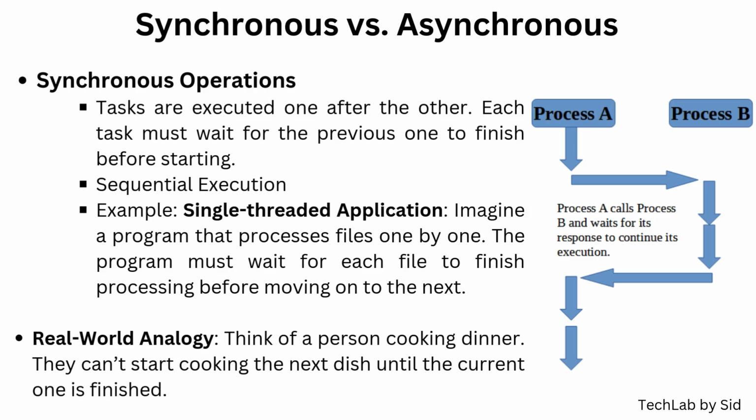Let's see the synchronous and asynchronous operation. In synchronous operations, tasks are executed one after another, with each task waiting for the previous one to finish before starting. This creates a sequential execution flow, where no task can begin until the previous one is completed. For example, in a single-threaded application that processes files, each file must finish processing before the next one can start.